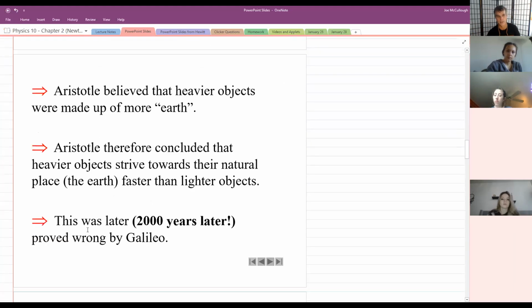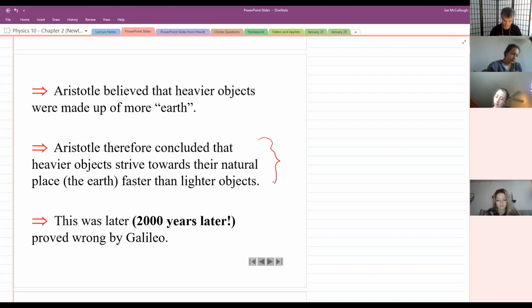Now, here's an interesting thing. According to Aristotle, the heavier an object was, the more earth or water it was made up of. And therefore, if I had something made of more earth, and anything made of earth naturally wanted to be towards the earth, then it makes sense that heavier objects would strive towards the earth more than lighter objects. So what Aristotle taught was that the heavier an object was, the faster it would fall.